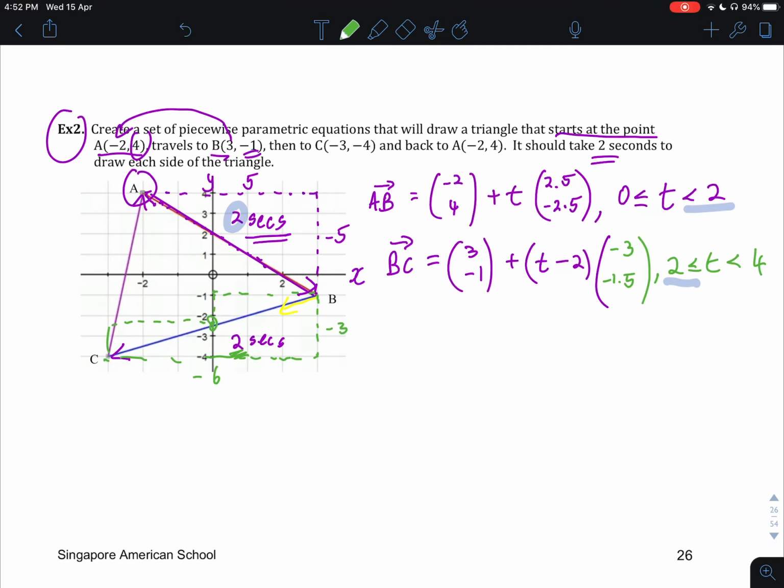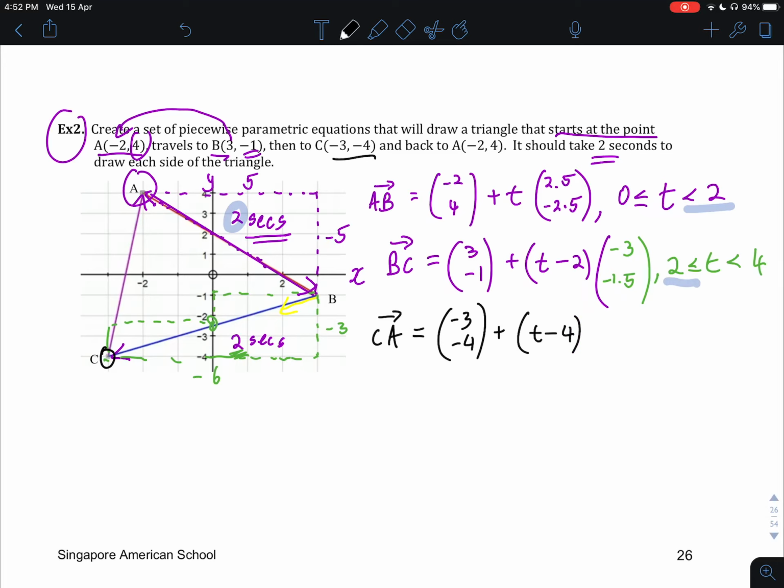All right, and so the third one, I'm now at point C, so I now need vector CA. Coordinates of point C are minus 3, minus 4. That's the position vector for the start of the side of the triangle CA, the line segment CA. Once again, watch out in your time parameter. We need to take into account that the drawing of side CA doesn't begin until after the 4th second. So we have t minus 4.